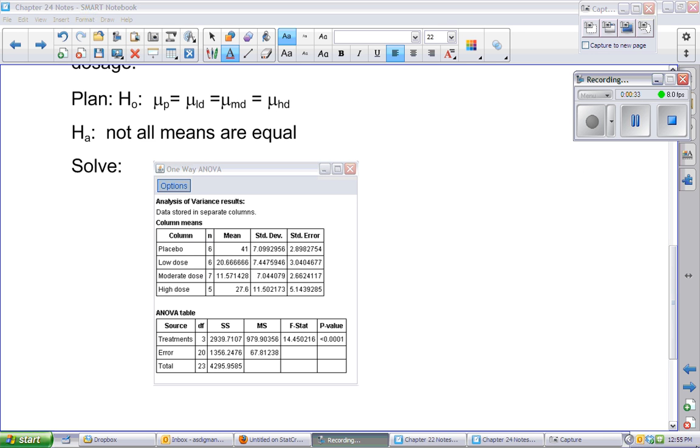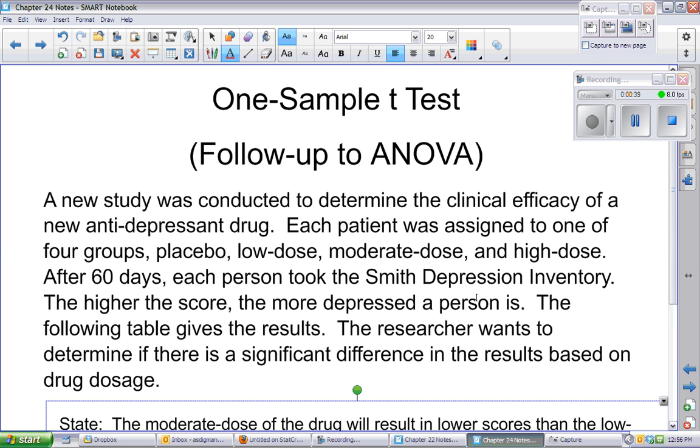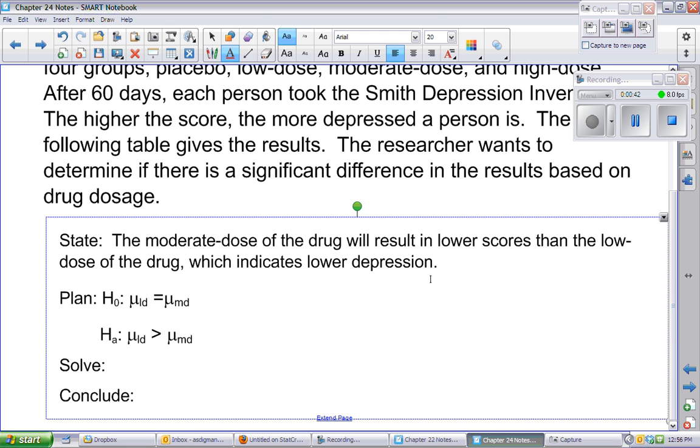So let's go ahead and run a two-sample t-test and pick apart our ANOVA here just to see what results we're actually getting. So we're going to test that the moderate dose of the drug will result in a lower score than the low dose of the drug, which will indicate that the moderate dose of the drug actually lowers the depression score.